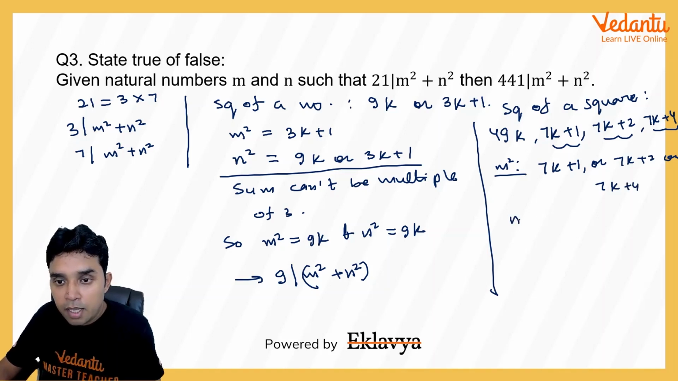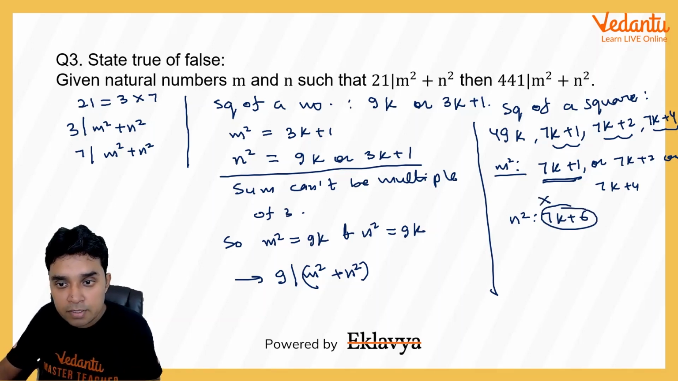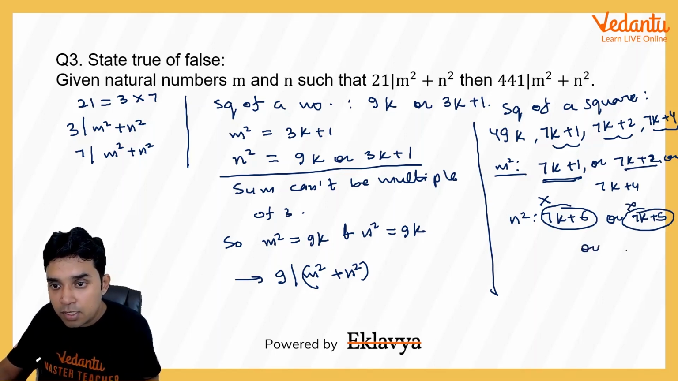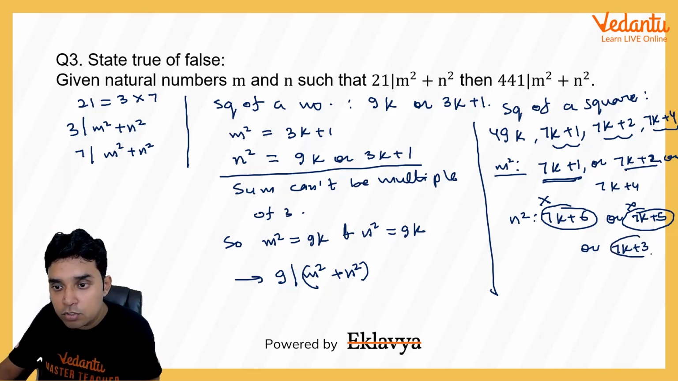then in order for m square plus n square to be divisible by 7, I will require 7k plus 6 here, or 7k minus 1 also you can say. But as we know, there can be no square of the form 7k plus 6, so it is not possible. Similarly, if m square is 7k plus 2, then for the sum to be divisible by 7, I will need 7k plus 5, but that is also not possible for any square of an integer. Similarly, for the third case, we will require a number of the form 7k plus 3, but that is also not possible for the square of any integer. So this is also not possible.